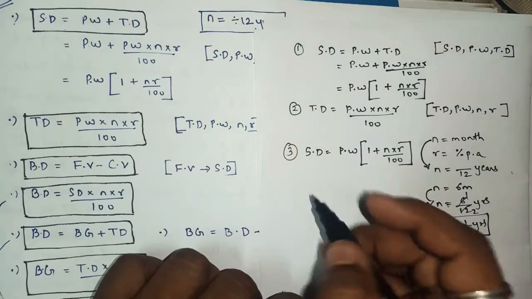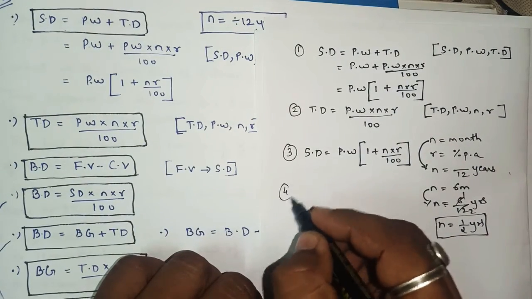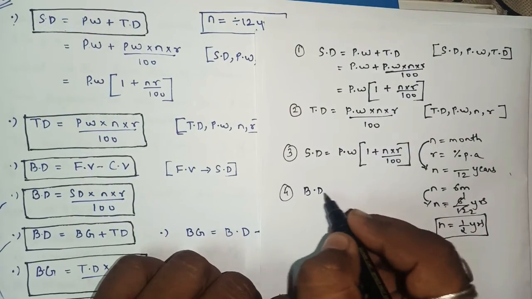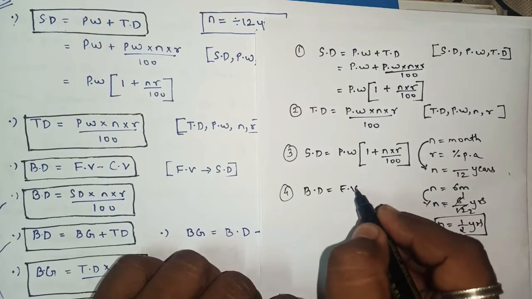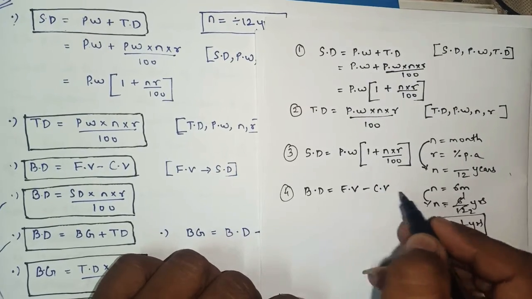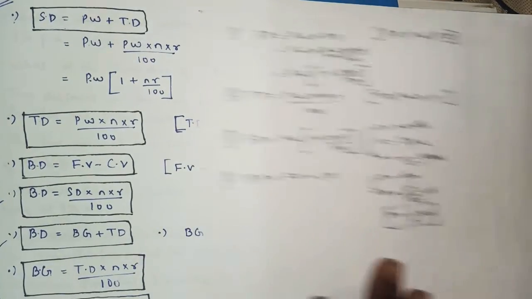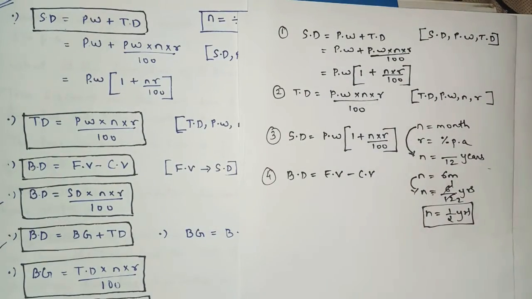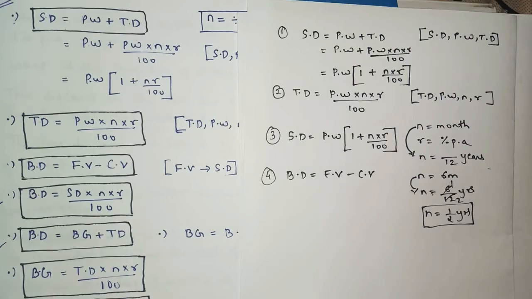Next we'll move on to the next one. The fourth one is what? The fourth one is BD equals FV minus CV. So what is BD? BD is banker discount, FV is face value and CV is cash value.